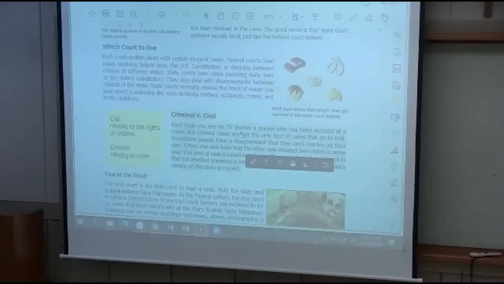Most trials you see on TV involve a person who has been accused of a crime, but criminal cases are not the only kind of cases that go to trial. Sometimes people have a disagreement that they can't resolve on their own. Often, one side feels that the other side violated their rights in some way. This kind of case is called a civil case. The goal of a civil case is not to find out whether someone is innocent or guilty, but to decide which side's version of the story is correct.